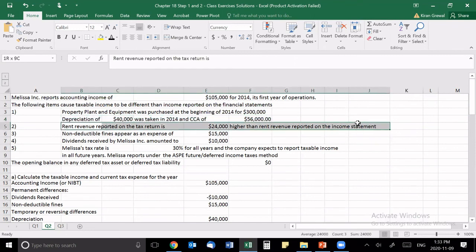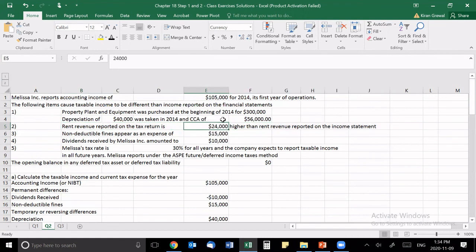Number 2, rent revenue reported on the tax return is $24,000 higher than rent revenue reported on the income statement. Okay, so I guess we have gotten some prepaid rent. So we've gotten some rent in advance. So we have $24,000 in cash that we got in advance. We haven't earned that revenue yet. So that's why it's on the tax return, but it's not on the income statement. Again, this would be a temporary difference. And then you would have to add this $24,000 to show your taxable income.